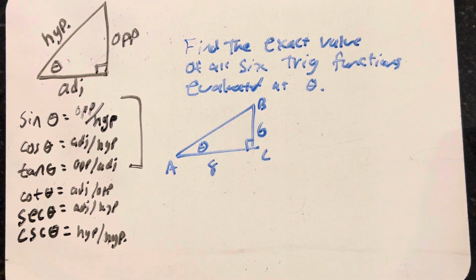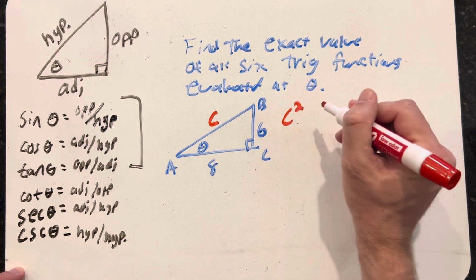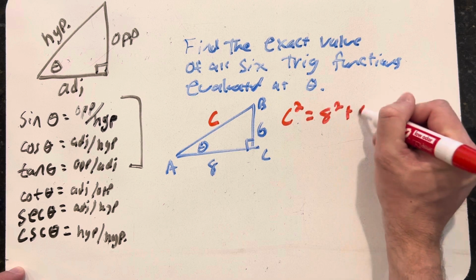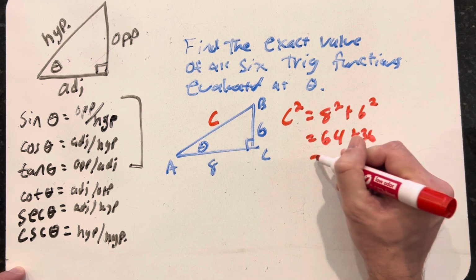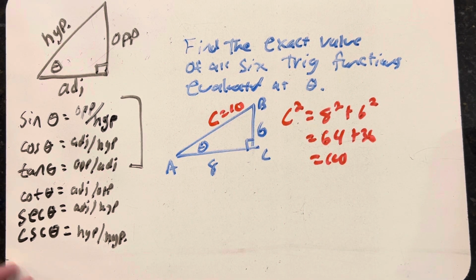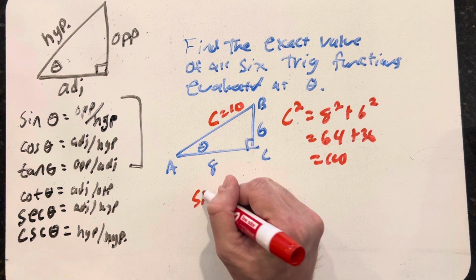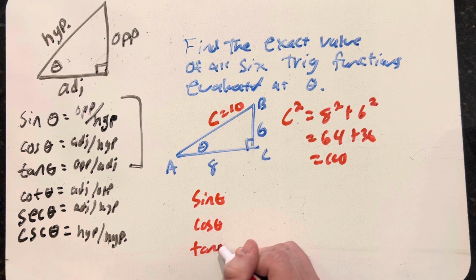So our first job is to find the missing side, which here is the hypotenuse. I'm going to call that missing side C. And then we know that C squared is equal to 8 squared plus 6 squared. 64 plus 36 is 100, the square root of which is 10. So now I know my hypotenuse is a nice, happy whole number, 10. All right, well, now we can write down the exact value of all 6 trig functions evaluated at theta.